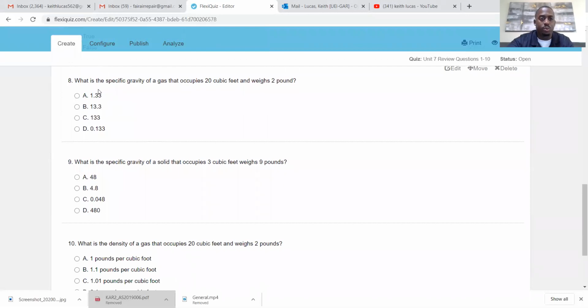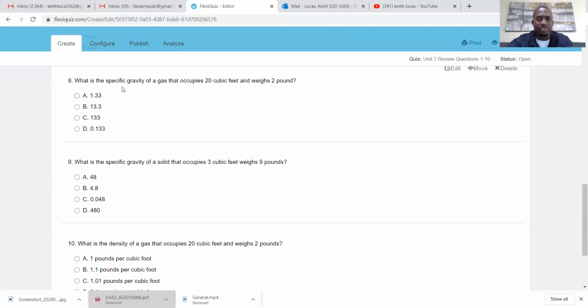Number 8, what is the specific gravity of a gas that occupies 20 cubic feet and weighs 2 pounds? So now it's getting crazy. Now they're asking you some more off the wall, Einstein level stuff. Not really. It's pretty simple, but it's just unfamiliar at best to those who haven't dealt with these type of equations before, including myself. Before I got into this trade, that kind of stuff never crossed my mind. But it's simple. You just got to break down what they're asking you.